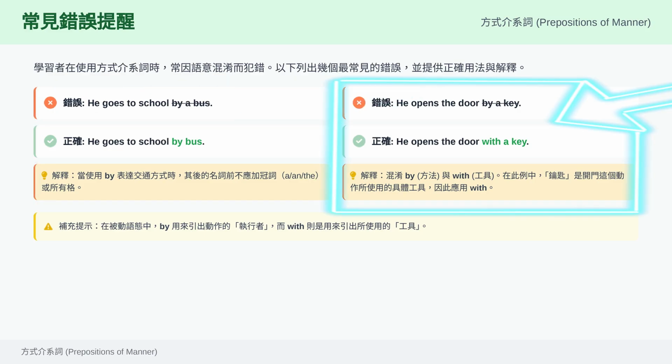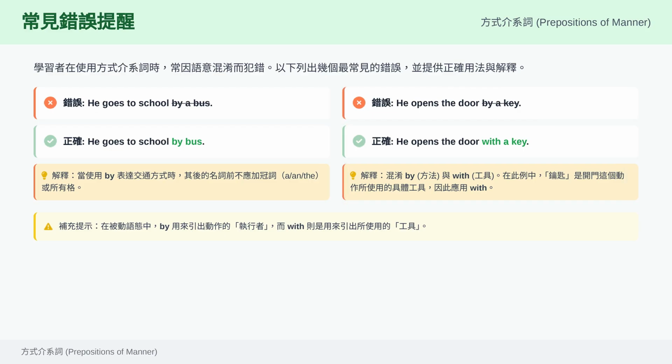Incorrect. He opens the door by a key. Correct. He opens the door with a key. Explanation. Confusing by method with tool. In this example, key is the specific tool used to open the door, so with should be used. Additional tips. In the passive voice, by is used to introduce the doer of the action, while with is used to introduce the tool used.